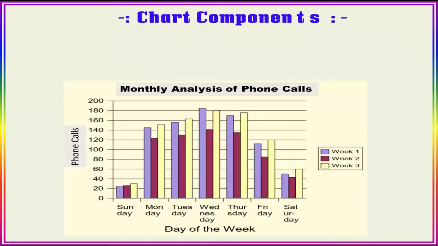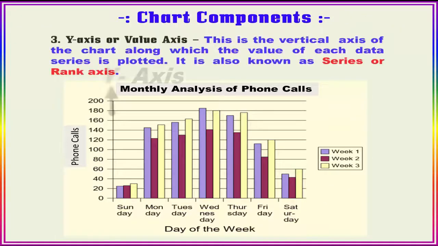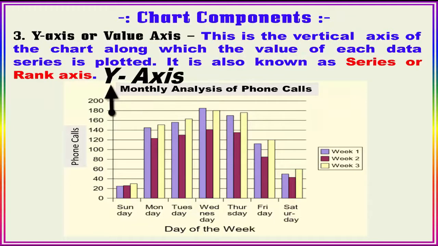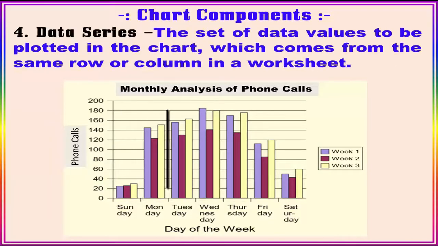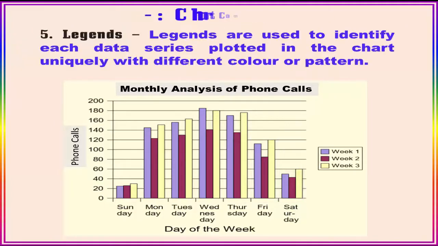The third one is the y-axis. It is also known as the value axis. This is the vertical axis of the chart along which the value of each data series is plotted. It is also known as the series or rank axis or value axis. The fourth one is the data series: the set of data values to be plotted in the chart which come from the same row or column in a worksheet. The fifth one is the legend.